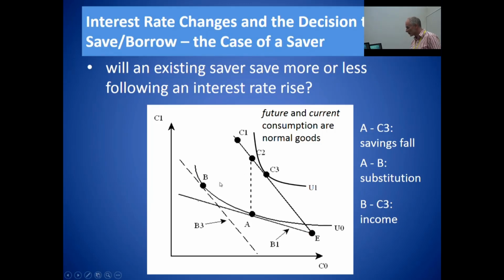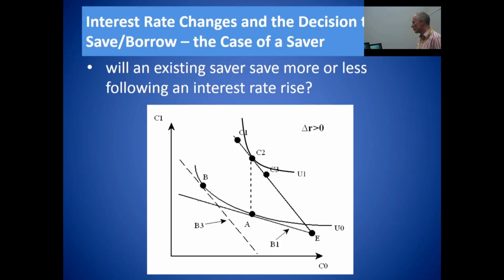So B to C3, current consumption increases, but also future consumption, which is what we expect, because they're both normal goods. So, B to C3 is the income effect. And you can see they move in opposite directions. And this is what causes the ambiguity.